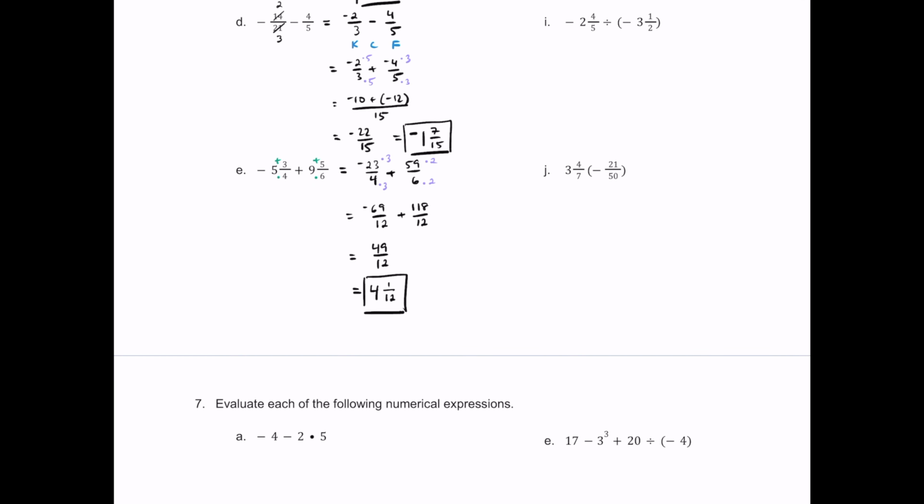Moving on to letter I. If we go ahead and multiply, 2 times 5 is 10, plus 4 is 14. This will be negative 14 over 5, divided by, and then 3 times 2 is 6, plus 1 is 7. This is divided by negative 7 over 2. All right, now we want to keep this, change this, and flip this because we want to turn this into a multiplication problem. Then we can go ahead and do that. This will be negative 14 over 5 times 2 over negative 7.